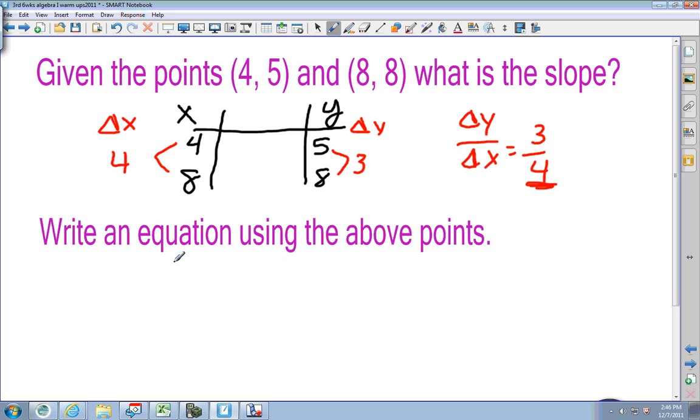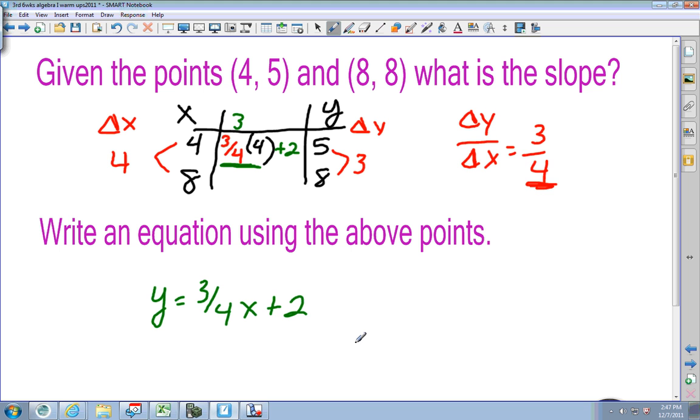So now to find my equation, I need to find my y-intercept. So I'll put 3/4 in there. You take it times 4. Well, when you multiply these two together, you get 3. What do you have to do to 3 to get to 5? Plus 2. So my equation will be y equals 3/4 x plus 2.